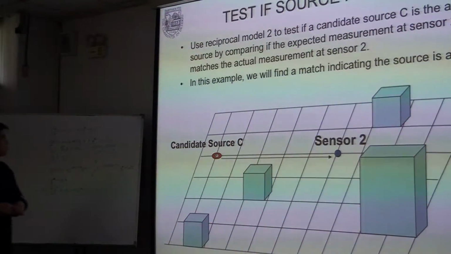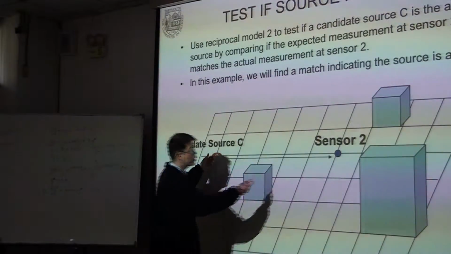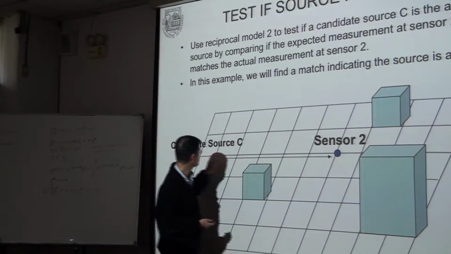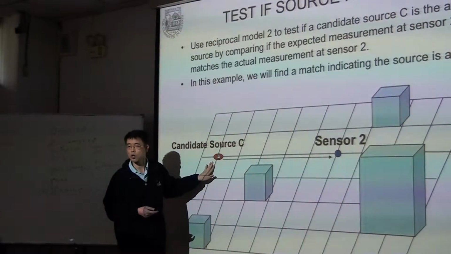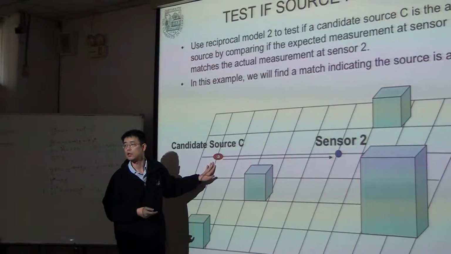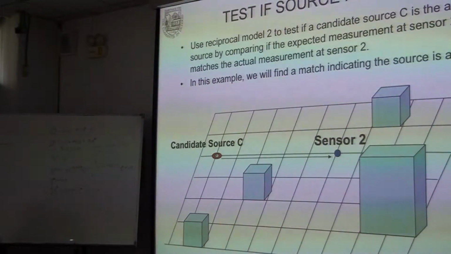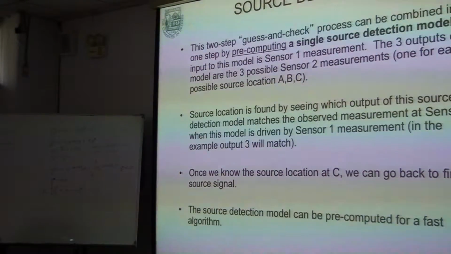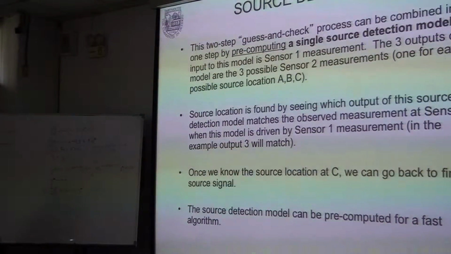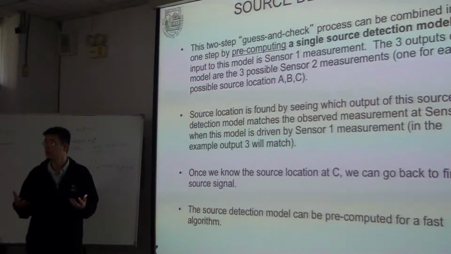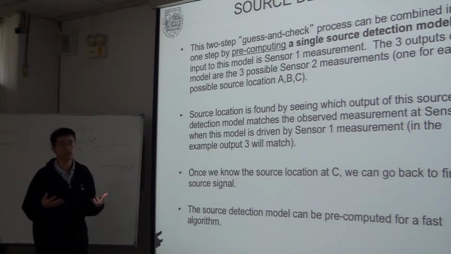Furthermore, once we know the source location, we will use the inverse model from this sensor reading. We can recover the source signal itself. So not only do we know where the source is, we can also recover the source signal itself. What I showed you is a two-step guess and check kind of procedure, and that actually is only to illustrate the idea, the concept of this technique.